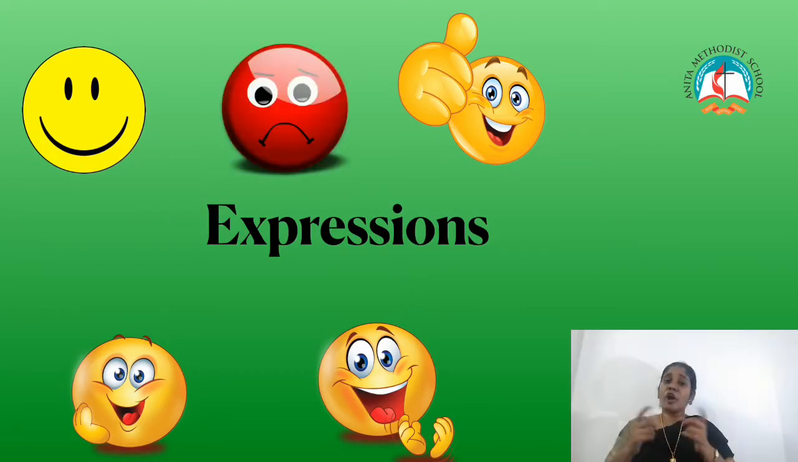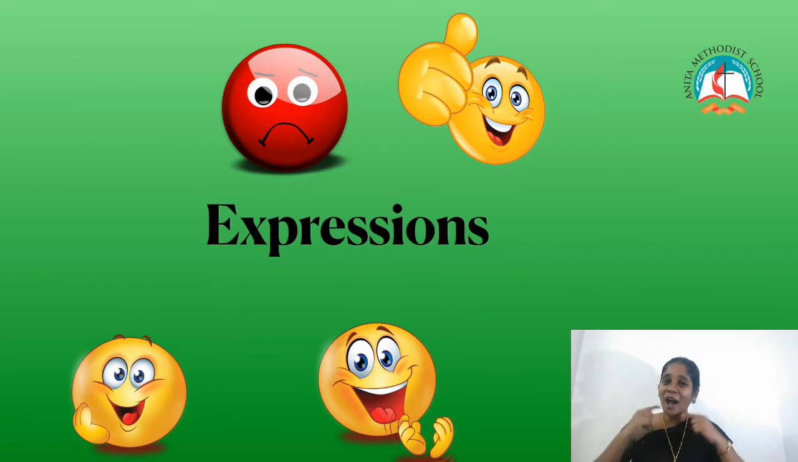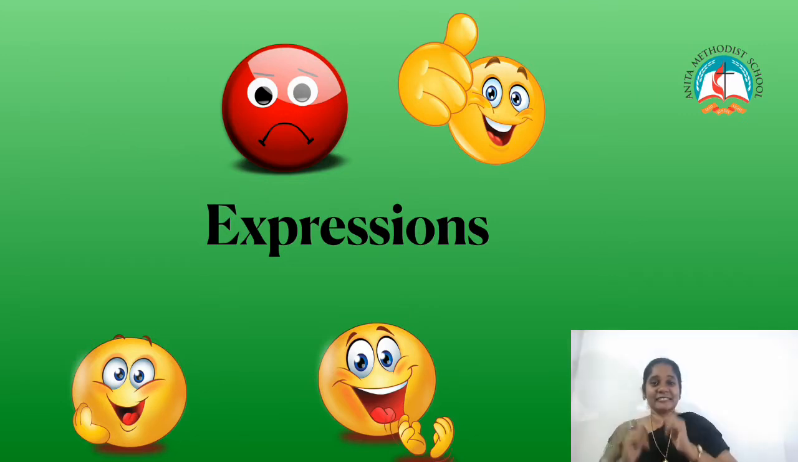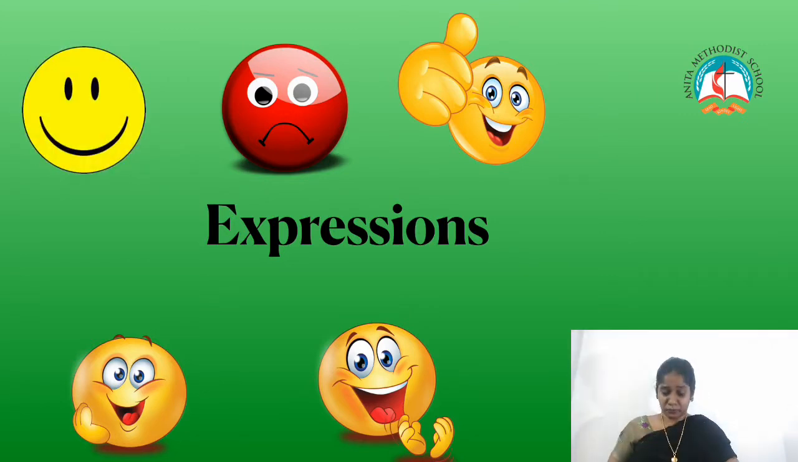Today, you're all going to show your expressions, children. How will you show your expressions on your face? Now, Miss is going to do it, and along with Miss, you must also do it. Shall we all start, children? Now, all smile. Very good. Now, all smile and say, wow. Very good. Now, all smile and show thumbs up. Now, all smile and say, excellent. Now all smile and clap your hands. 1, 2, 3, 4, 5, 6. Now all show your sad face.